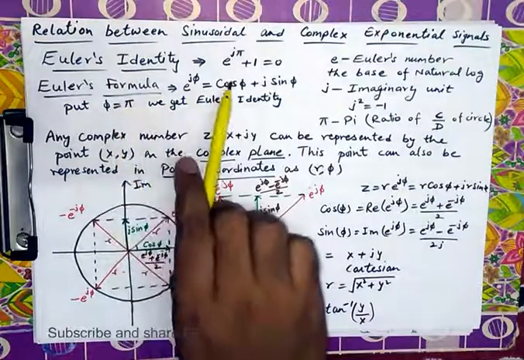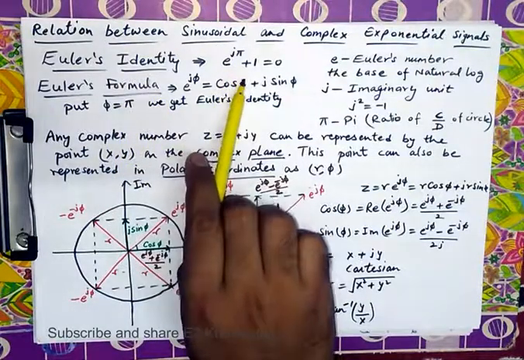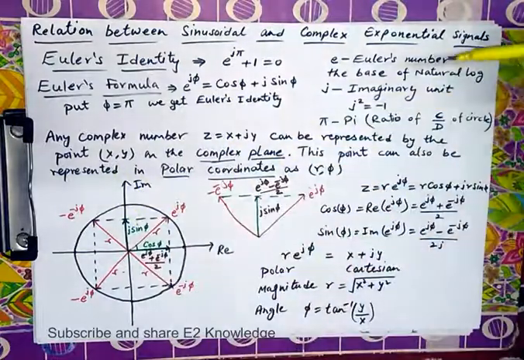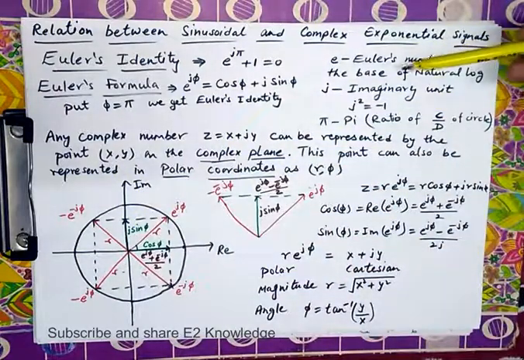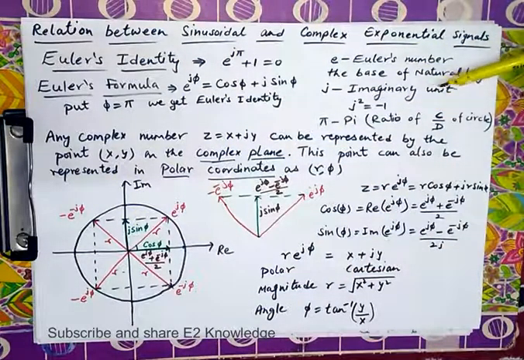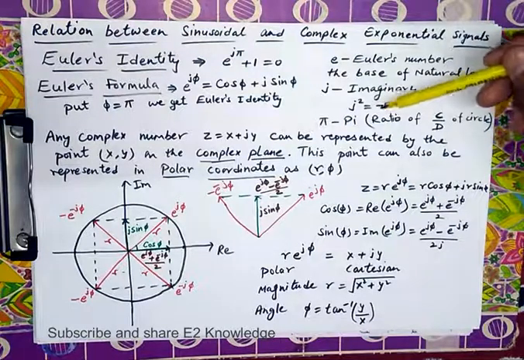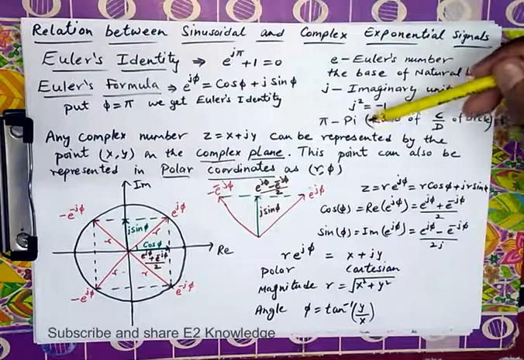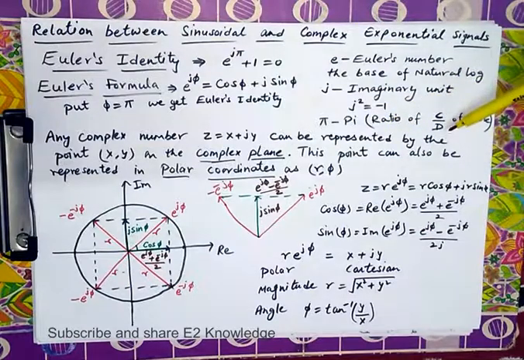Euler's identity says that e raised to the power j pi plus 1 equals 0, where e is Euler's number, the base of the natural log, j is an imaginary unit, that is j square is equal to minus 1, and pi is the ratio of the circumference to the diameter of any circle.